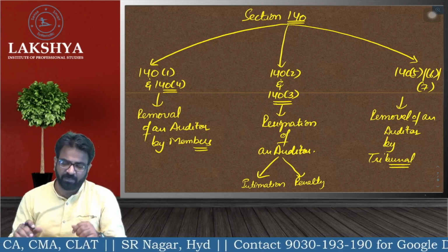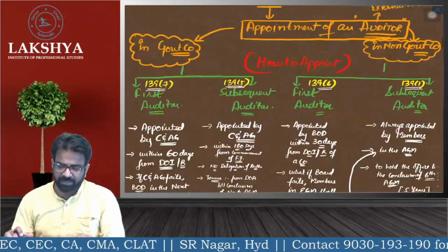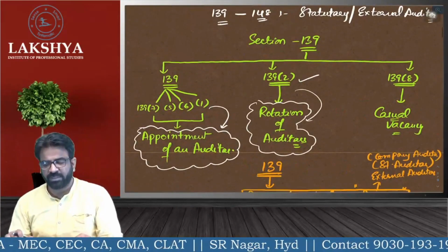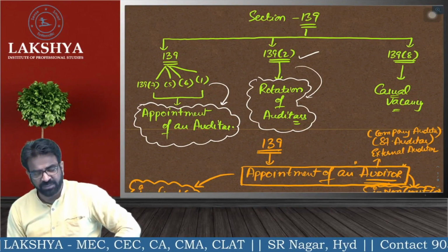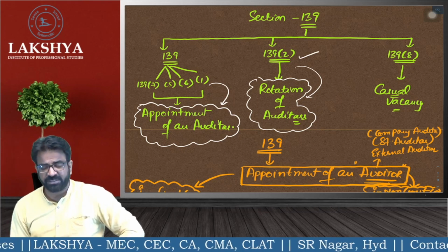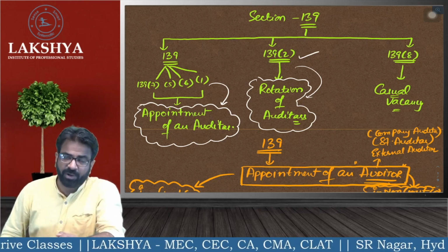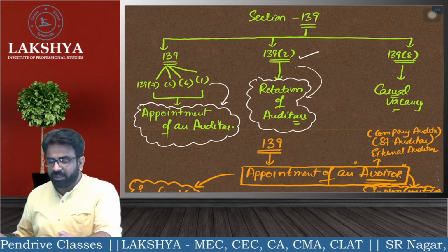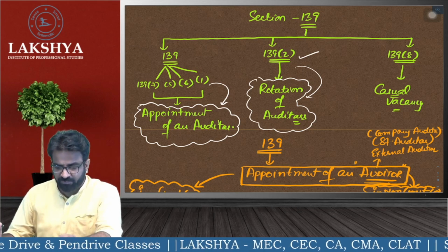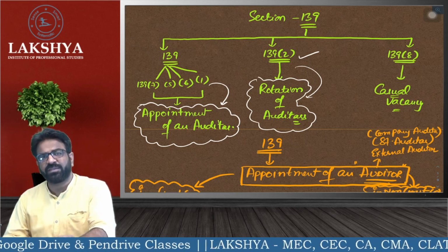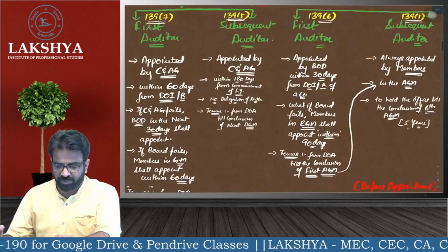And in lecture number 1, if I'm not wrong, we have completed section number 139, right? Section number 139, what we understood was 139 subsection 7, subsection 5, subsection 6 and subsection 1, which was nothing but talking about appointment of an auditor. Later on we did section number 139.2, which talks about rotation of an auditor. Then we did section number 139 subsection 8, which talks about casual vacancy in lecture number 2, right?